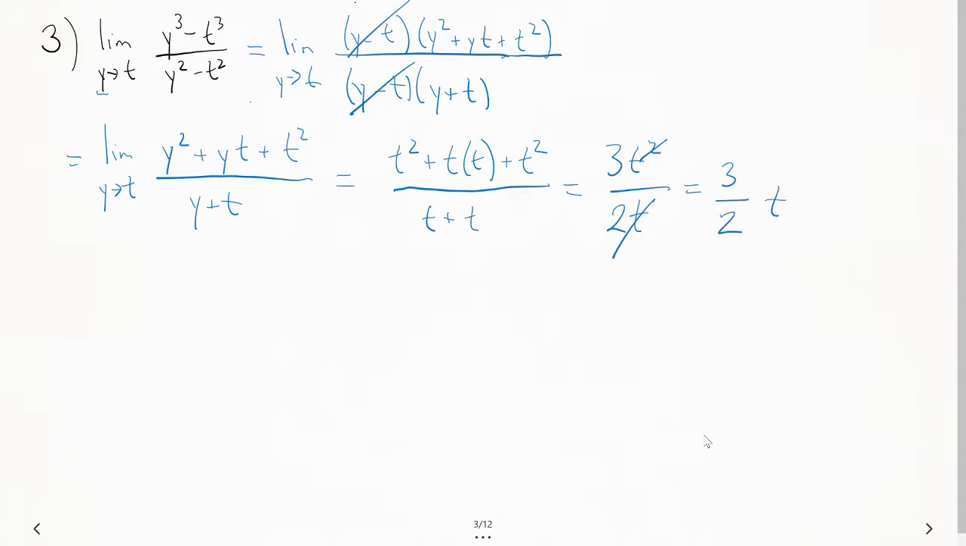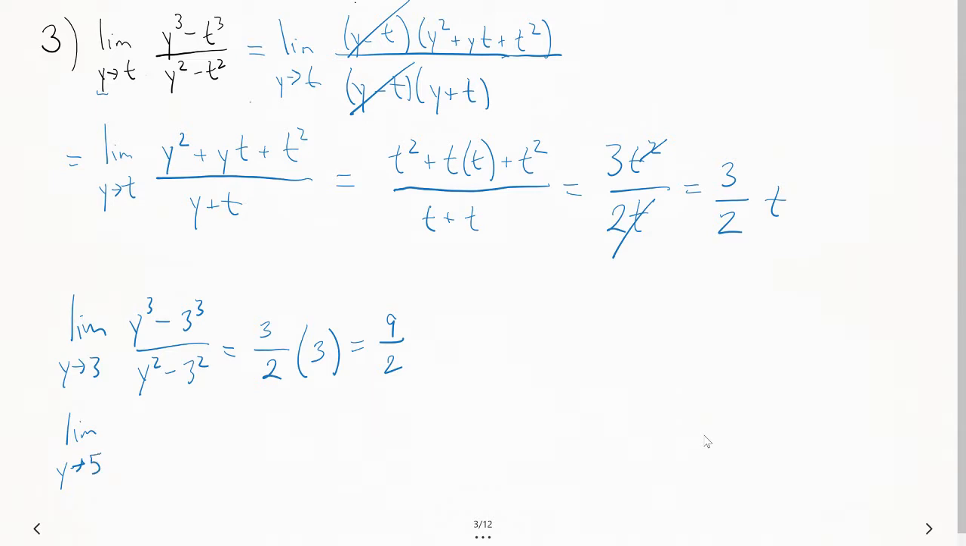So just a little FYI, when we did the limit as y approaches 3 of y cubed minus 3 cubed all over y squared minus 3 squared, notice we got 3/2 times, what is our t value? Our t value is 3. So 3/2 times 3 equals 9/2, so it matches. To extend a little bit further, you can see how this formula goes.